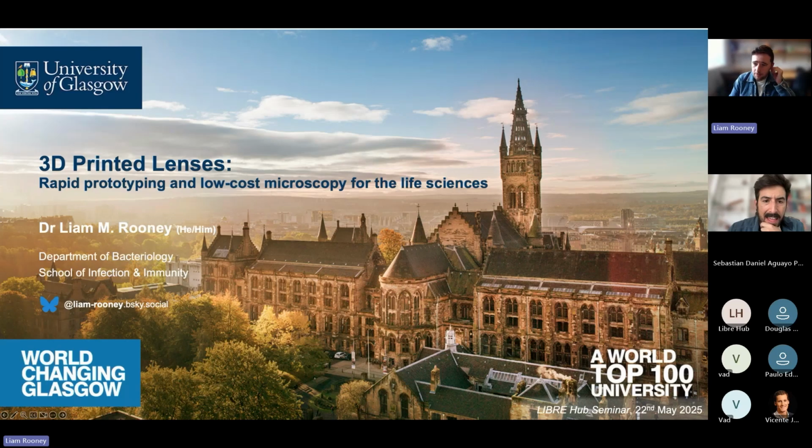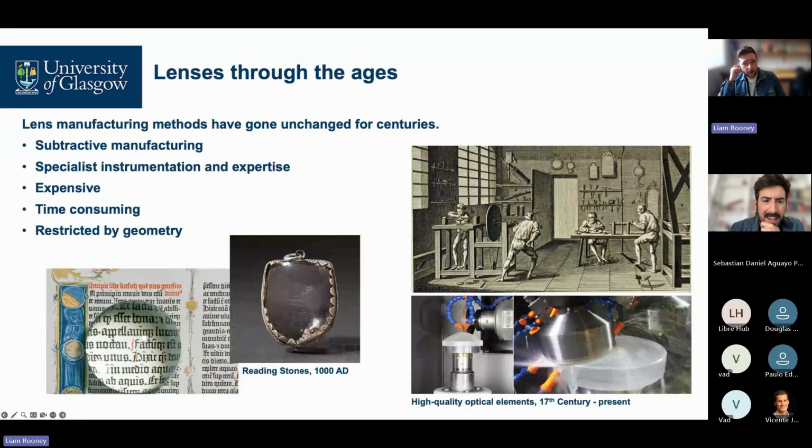My journey begins by looking at lens manufacturing throughout the ages, and surprisingly, lens manufacturing hasn't really changed in the last couple of centuries. We've been using the same grinding, polishing and sanding methods that have been used since the Middle Ages, where we take bulk quartz or glass elements, and then iteratively grind and polish them down into either magnifying lenses or in some cases these reading stones, which date from the Middle Ages here.